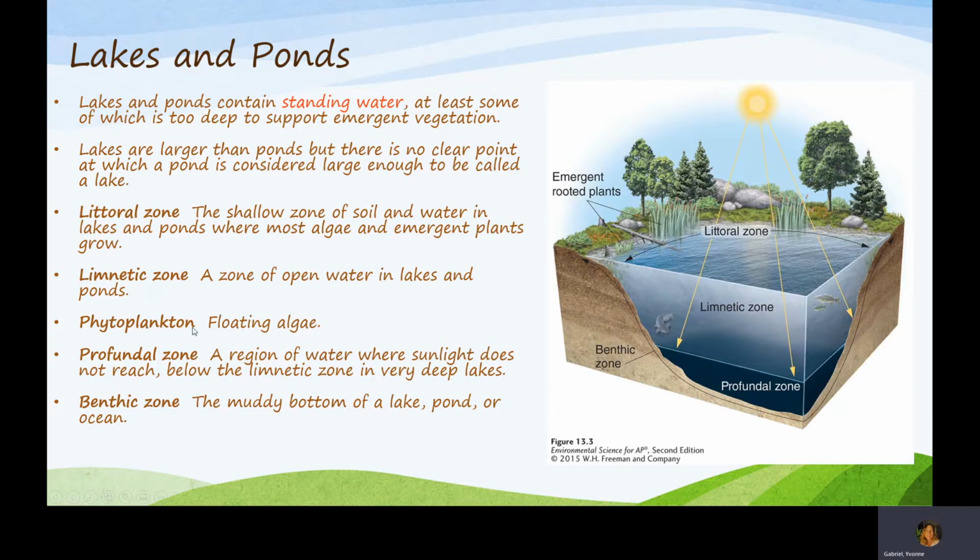We have, this is not a zone, but phytoplankton is like the floating algae, really important. And then we have the profundal zone. Now look where the profundal zone is. So it's definitely going to be where the sunlight doesn't reach, so plants can't grow anymore. And the benthic zone, benthic, where the mud accumulates at like the bottom of a lake or pond. Lots of nurseries can be in the benthic zone and also in the littoral zone.